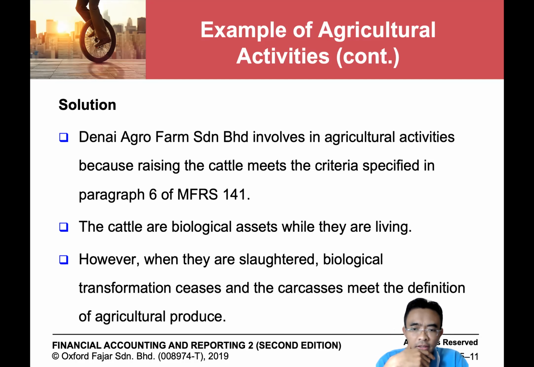However, when they are slaughtered, biological transformation ceases. The transformation, of course, when they are slaughtered, they die. So there is no biological transformation anymore. There is no growth anymore. So the carcass or the meats meet the definition of agricultural produce.